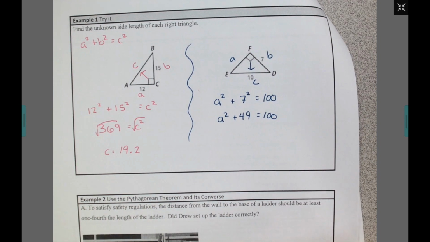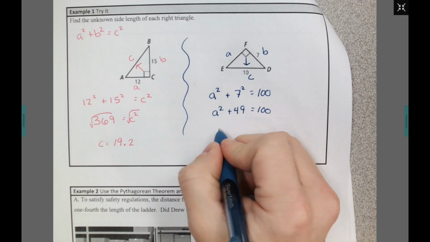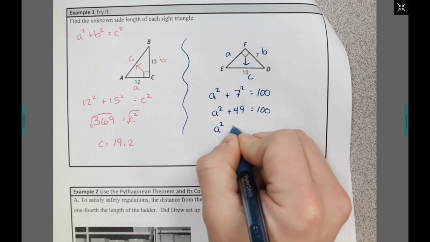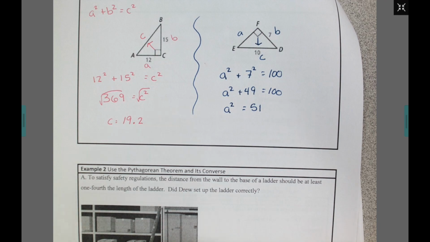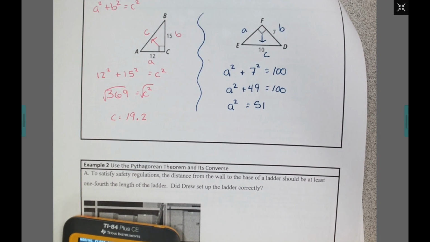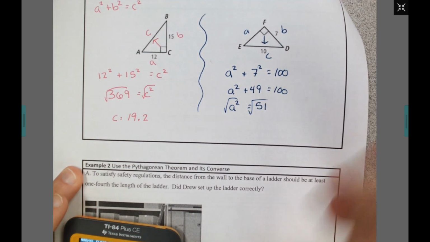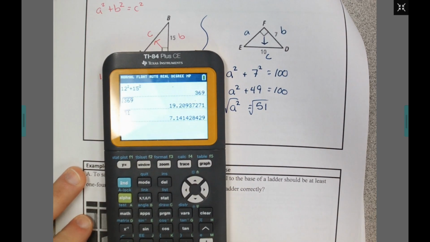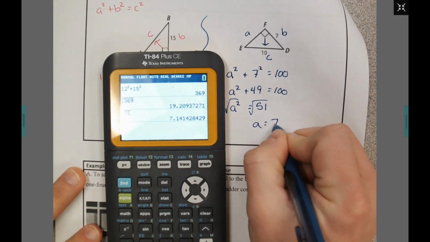From here, to solve for A, your first step would be to subtract 49 from each side. So we have A squared equals 51. Again, we do not want A squared. We want A. So you have to square root each side. When you square root each side, you're going to end up with a decimal again. We just want to go to the tenths, though. So it's going to be A equals 7.1.